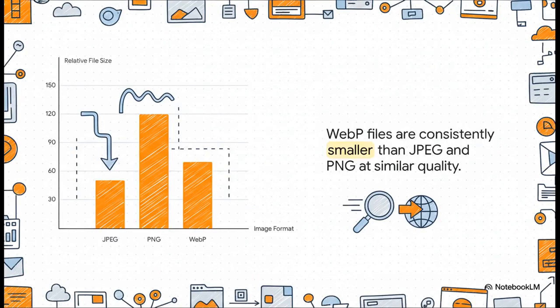And look, this chart just makes it crystal clear. You can visually see the difference right here. Look at the bars for JPEG and PNG, and then look at the one for WebP. It's just so much smaller. The proof is right there in front of you.